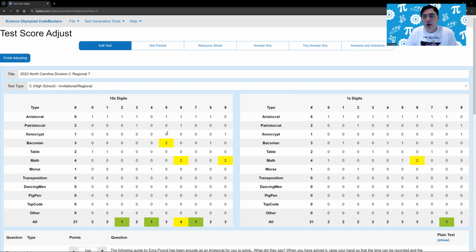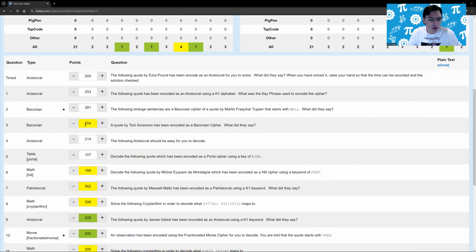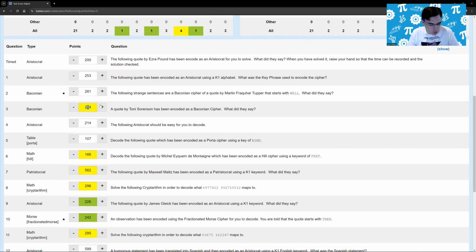But now going down, we see this Baconian. It says we have two Baconians which have a 5 as the middle digit. If we look down here, question number 3 is 254, and question number 4 is 255. Well, we're going to go ahead and adjust one of those. And which way do we adjust? Looking at this, we can see overall we've got this green 1 here at the bottom. So it says, let's adjust one of them to be a 4. We'll pick either one of them. I'm going to go ahead and take this one, and it's now going to be 244.